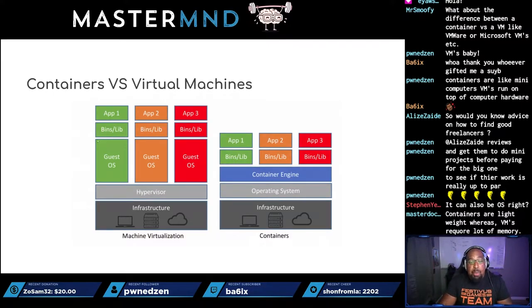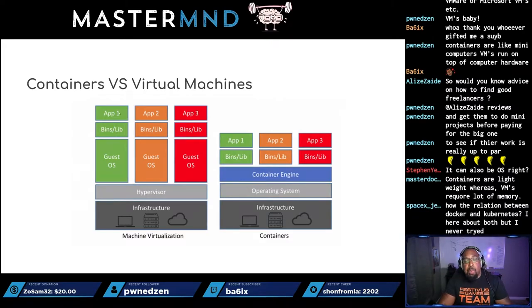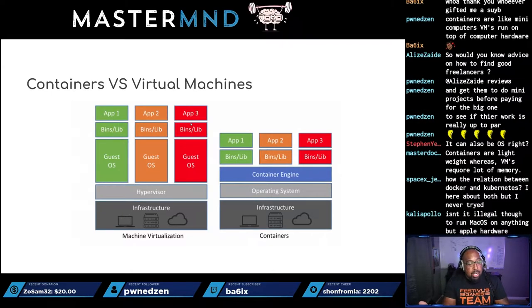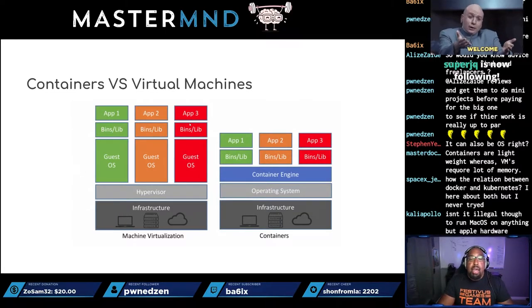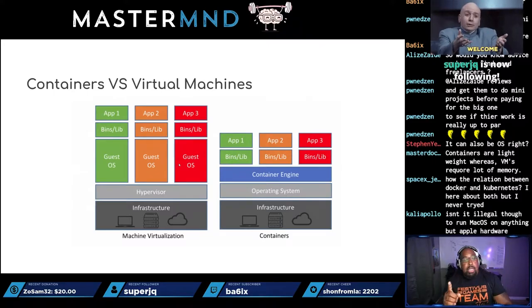And so if an application is running on this server, to get it to run, we've got to install all the binaries and libraries and all the dependencies for app one to run here. And same thing for here and the same thing for here. Now, that's great. All good. That's kind of the normal way of computing: install the stuff you need and run the application. What containers do, is containers have the same infrastructure.